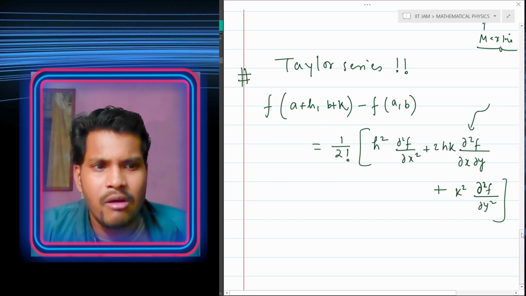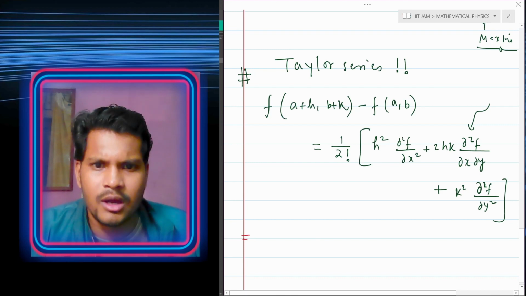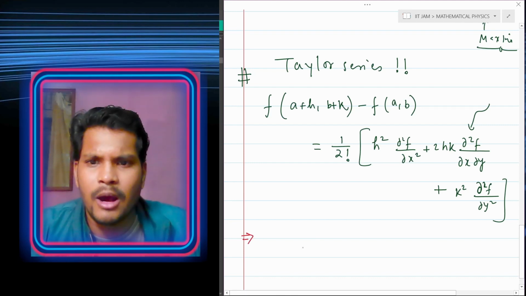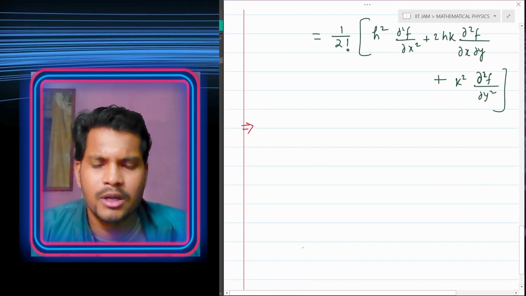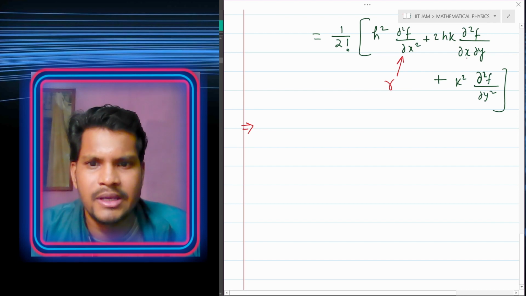Okay, now I am going to define something. Let me choose a different color for it. Okay, so now what I will do is define some things. Let us call del 2f over dx square r, then del 2f over dx dy I will call s, and del 2f over dy square I will call t.